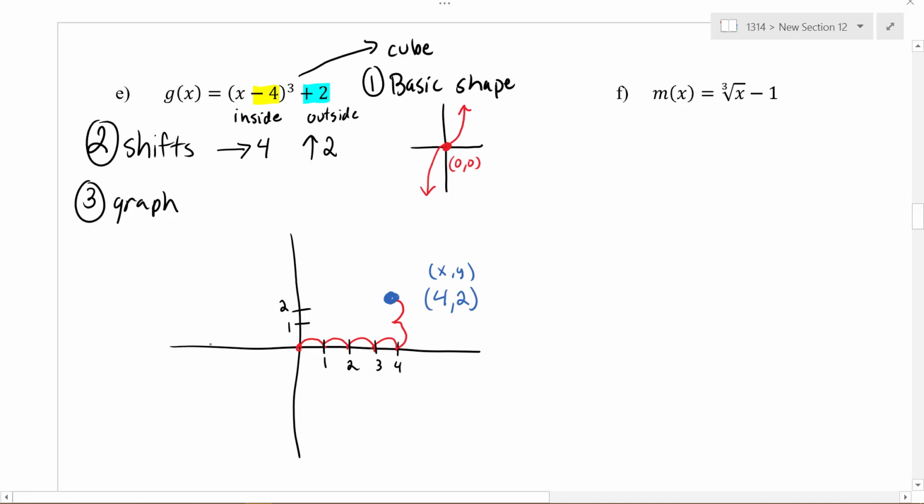And then after I plot my newly shifted origin point and label it, I'm going to draw in my basic shape from there. And so we know for step 1 that we drew that basic shape. We're going to curve up and to the right, and then we're going to curve down and to the left.